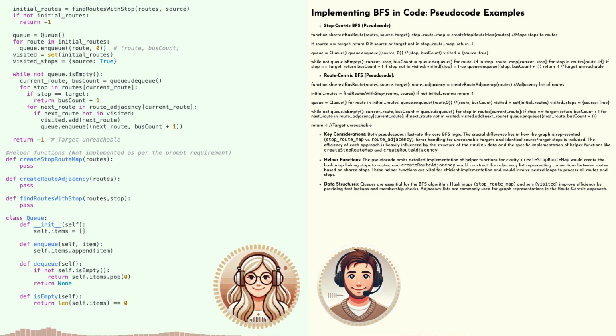Yeah. So if Route A and Route B both stop at Central Station, they'll be on each other's lists. So we're capturing all those relationships, based on those shared stops.